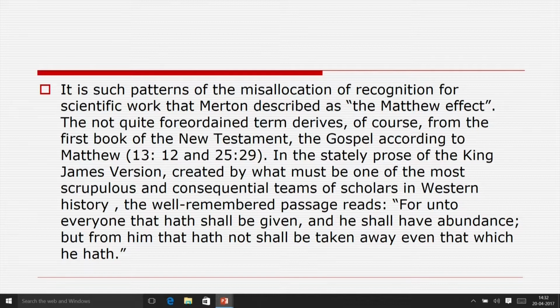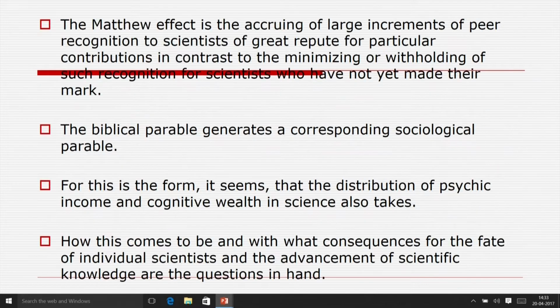In the stately prose of the King James Version, created by what must be one of the most scrupulous and consequential teams of scholars in Western history, the well remembered passage reads, for unto everyone that hath shall be given, and he shall have abundance, but from him that hath not shall be taken away even that which he has. I mean, this is a clear case of the distinction between the haves and the have-nots.